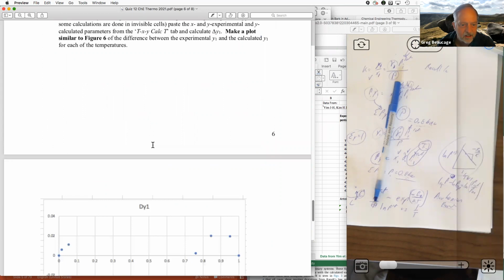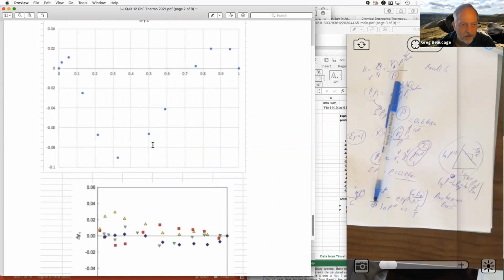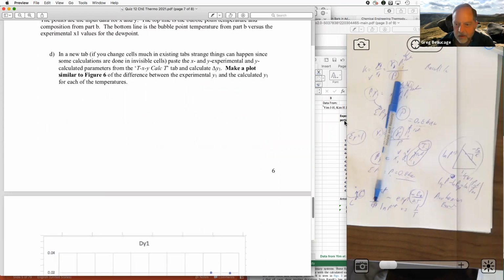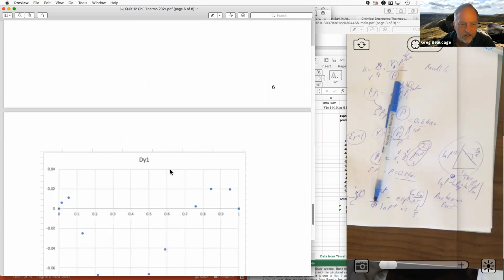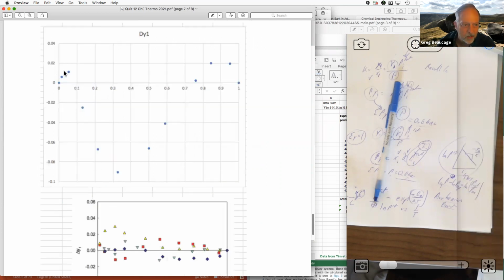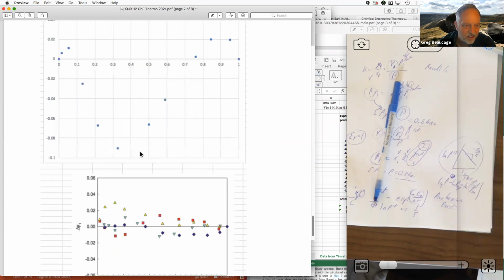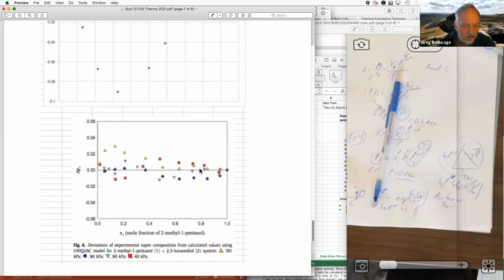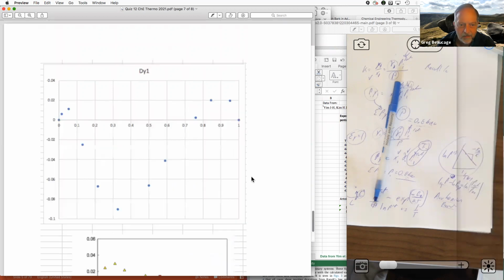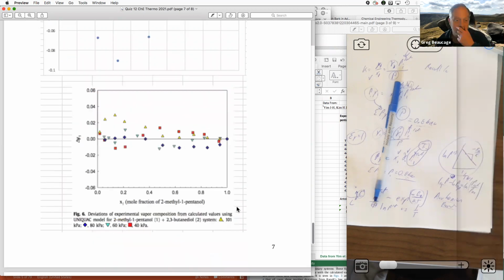And then, oh no, let's see. Part D is to subtract the two Y's and then get this other plot, right? So subtract the calculated Y from the experimental, you get this plot. It goes to about 10% error. The maximum is about 10% error, and he's getting like 1% error, one or two. So basically his is much better, and you can see in these plots it's much better. These are just a different way to look at it.